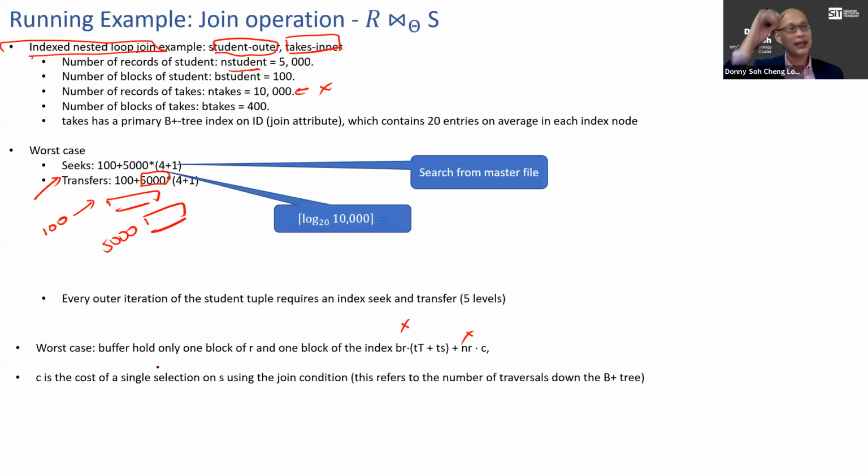And what we have is for this 5,000, we have the fan out factor to be 20, as we have seen earlier, so it's 20 over here. We use log of the number of records base 20. This will be the height of the tree.